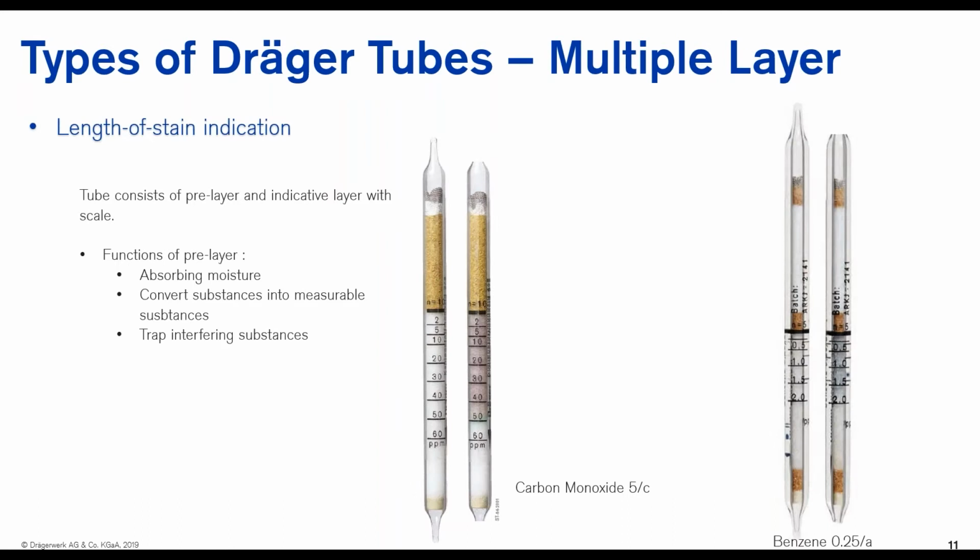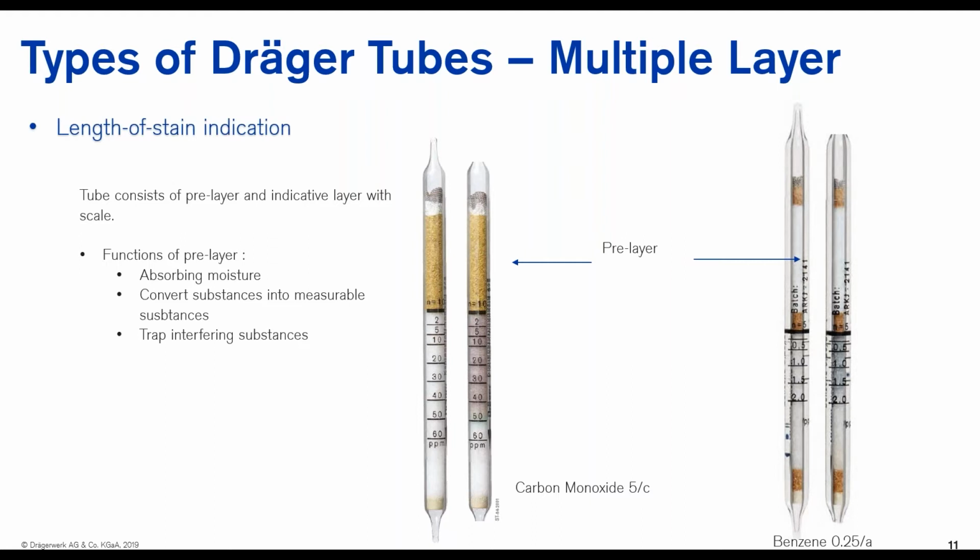So next we look into the multiple layer. With multiple layer, you will have a pre-layer in the upper section. For example, the benzene 0.25, you have a pre-layer. So what's the function of the pre-layer? The function of the pre-layer is actually to absorb moisture. In some cases, the reagent system is quite sensitive to high moisture level. So that's the reason why the pre-layer is used to absorb the moisture.